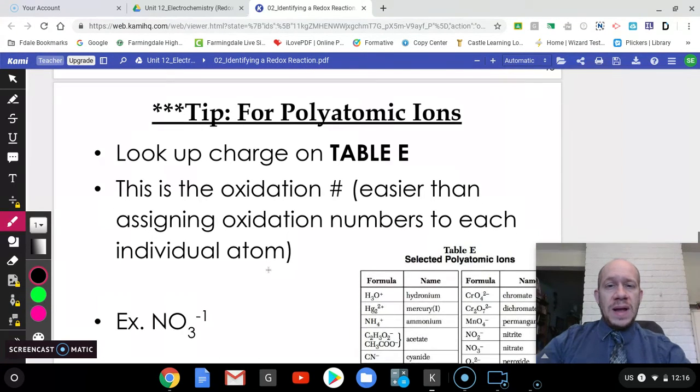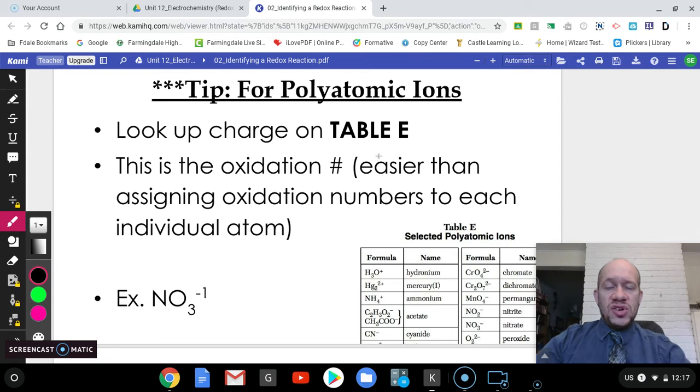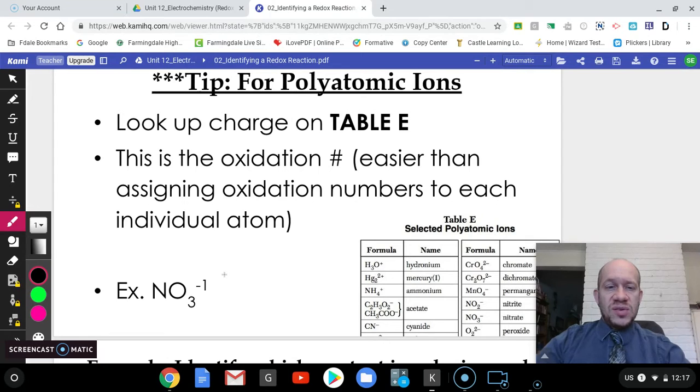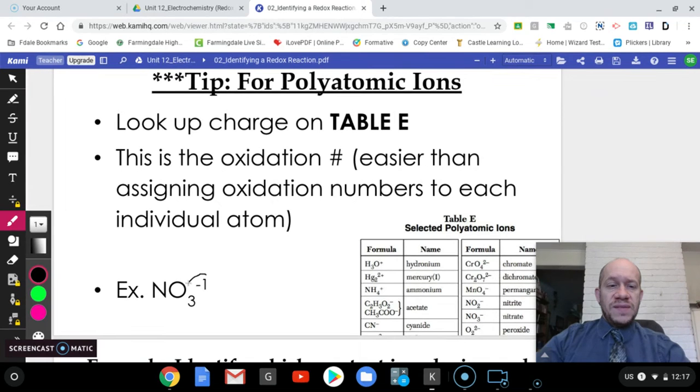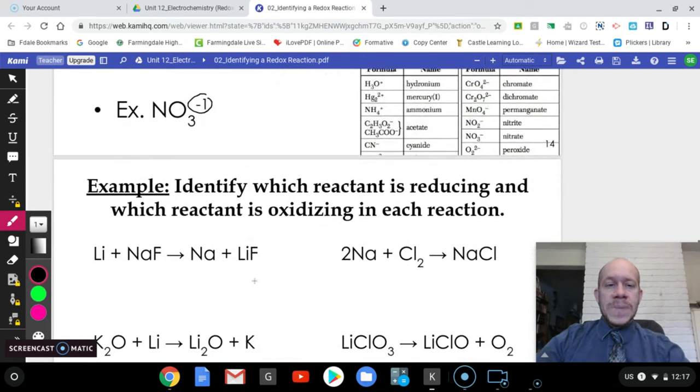So a tip for polyatomic ions, look up the charge on table E. This is the oxidation number. This is much easier than assigning oxidation numbers to each individual atom. So for these three things, this group of elements together, they have a total oxidation state of -1.